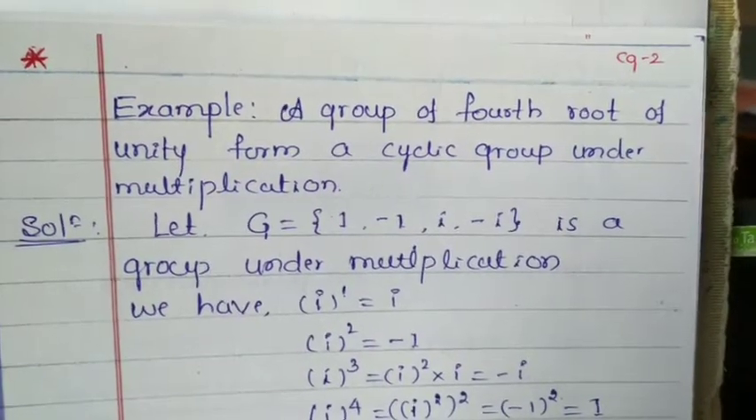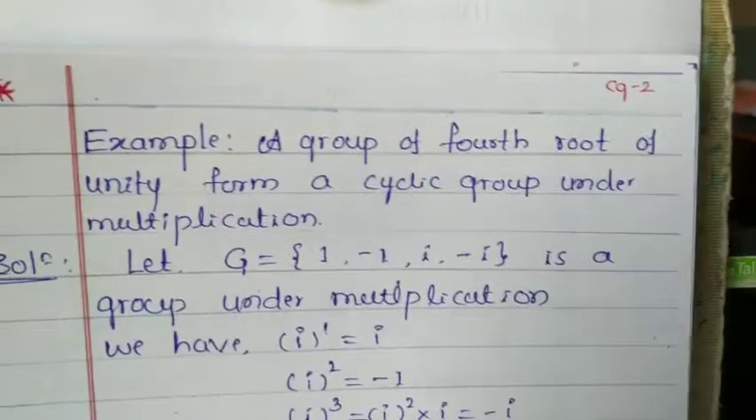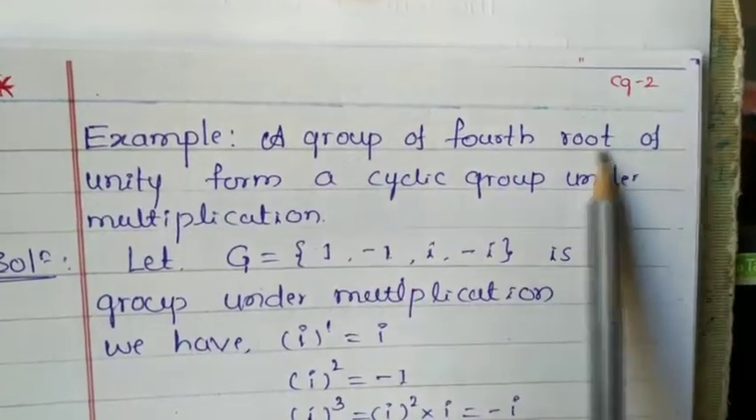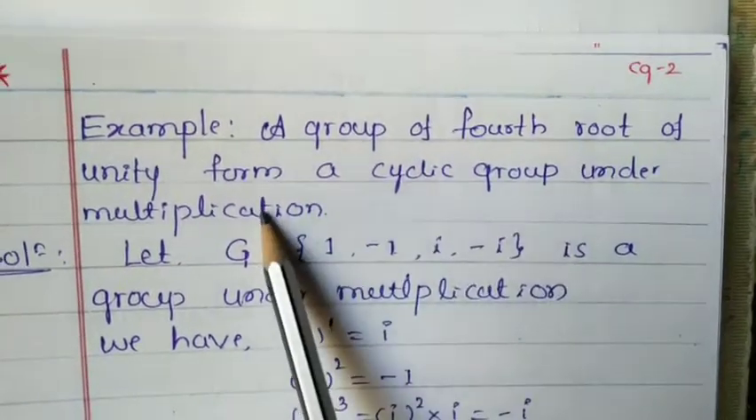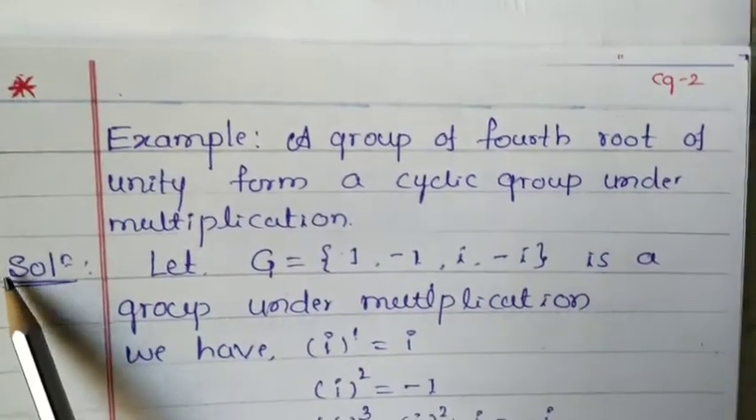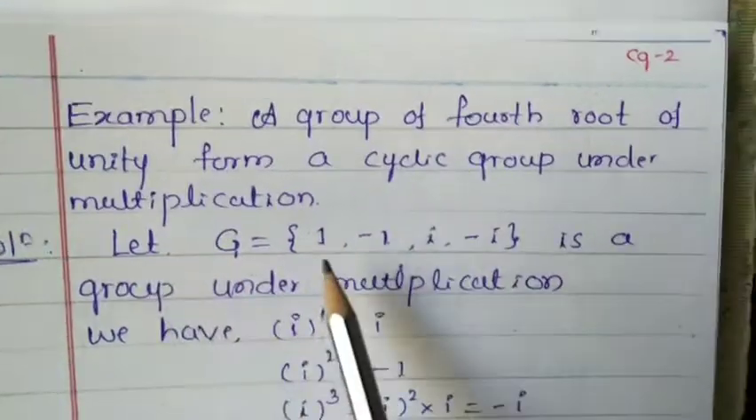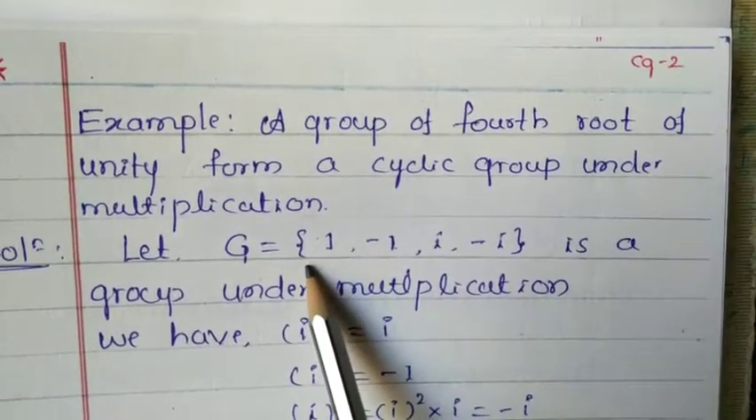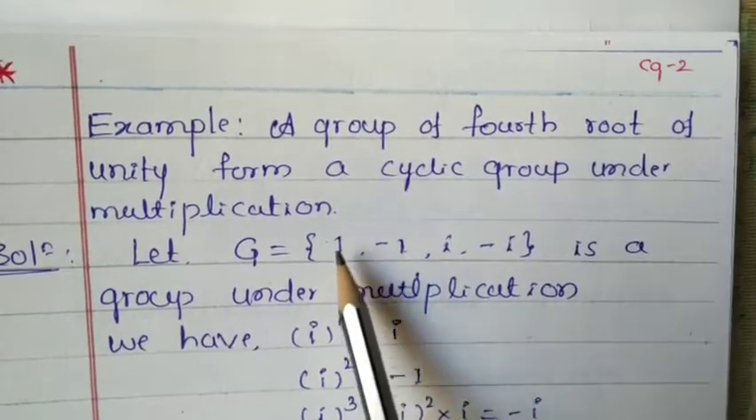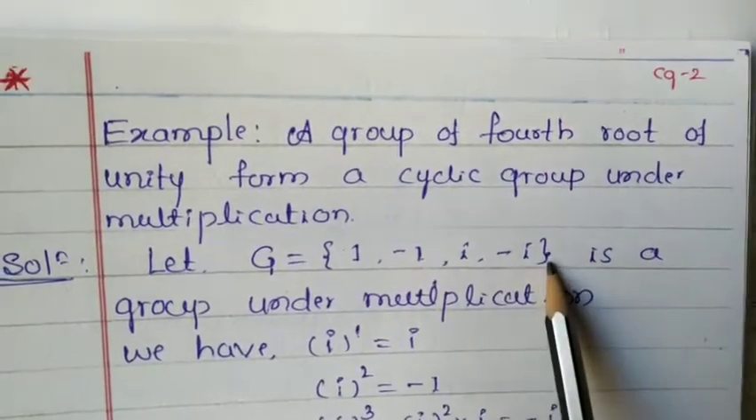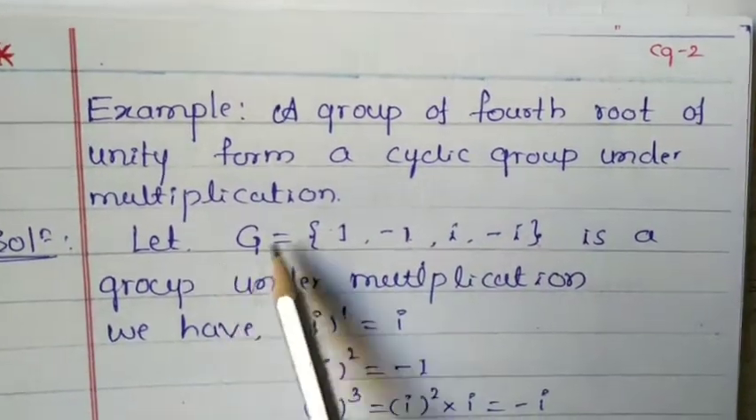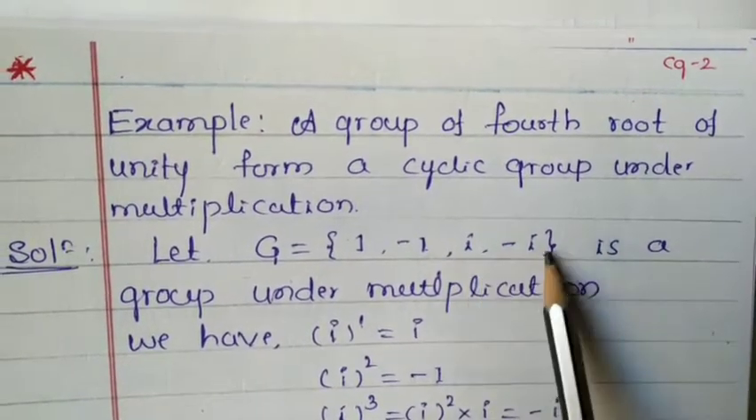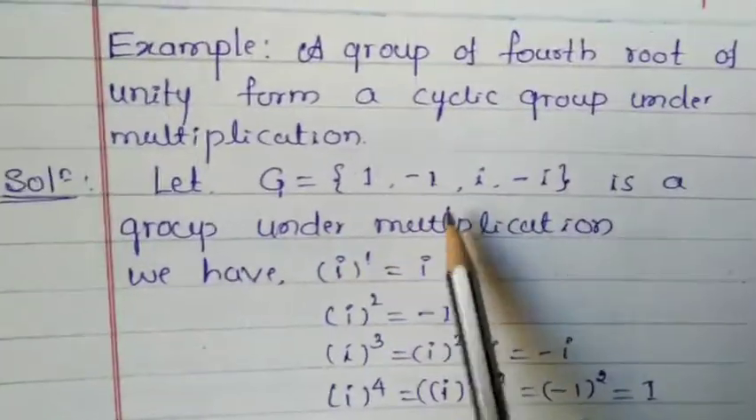Take one more example of a cyclic group. The group of 4th roots of unity forms a cyclic group under multiplication. Solution: let G be the fourth roots of unity. The 4th roots of unity are 1, minus 1, i and minus i. No doubt that it is a group under multiplication. G equal to 1, minus 1, i and minus i is a group under multiplication.